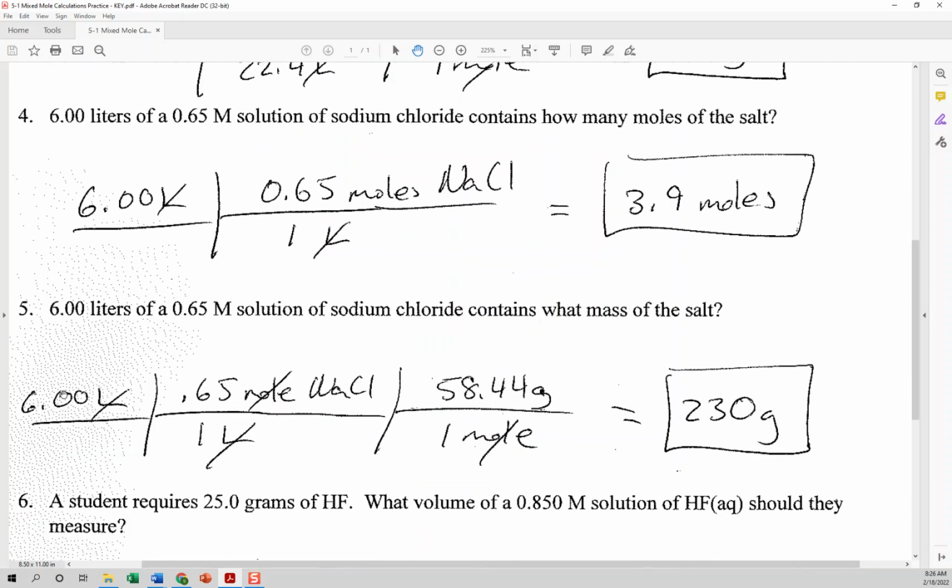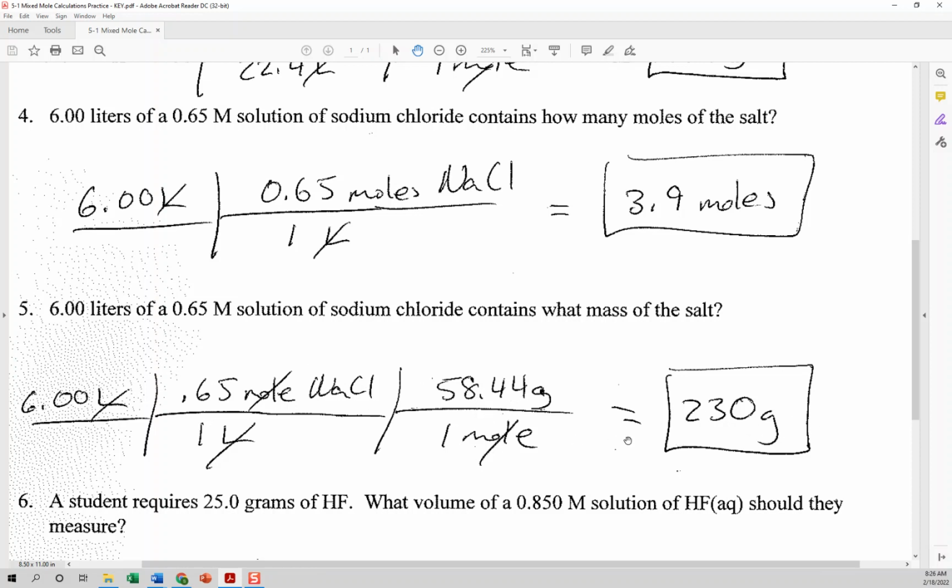So again, I start with my liters. I use my molarity as a conversion factor to cancel out liters and get moles. And then how do I go from moles of something to grams? I multiply by its molar mass. So this 58.44 is just the molar mass of sodium chloride. Sodium is 22.99 on your periodic table. You can look it up, right? And chlorine is 35.45. So we add those up and we get 58.44. So we multiply by that ratio, moles cancel out, and you're left with grams.